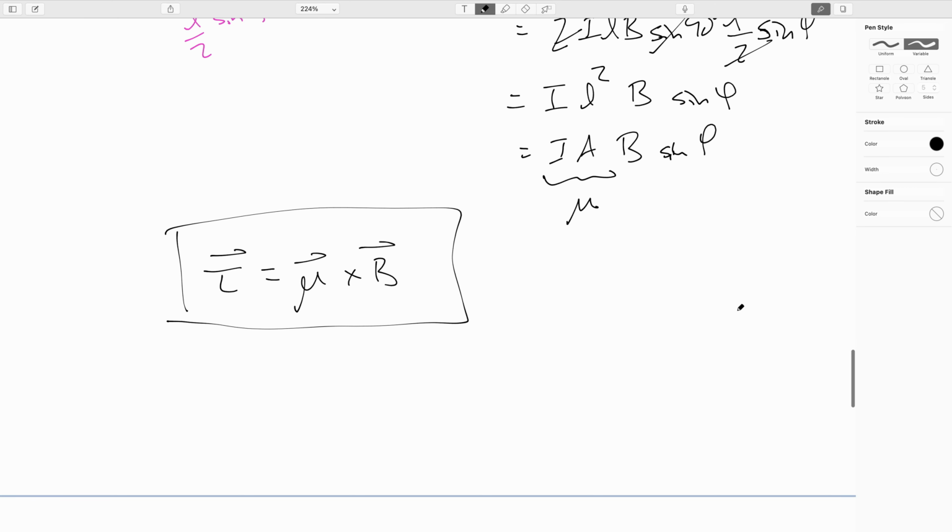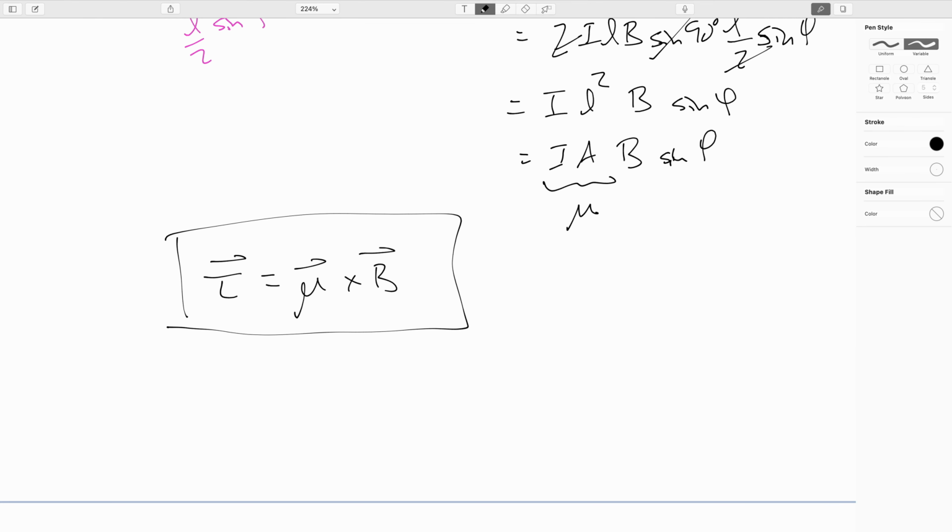Alrighty, so in the next video, we will take a look at what's happening on the atomic scale for us to have permanent magnets. And yeah, so we'll take a look at that there.